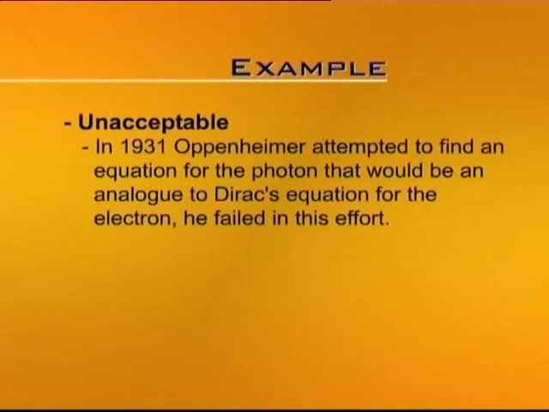In 1931 Oppenheimer attempted to find an equation for the photon that would be an analog to Dirac's equation for the electron. This in itself is an independent clause, and then the second independent clause is he failed in this effort. अब सिर्फ इनमें कॉमा के साथ इनको हमने सेपरेट किया हुआ है. This is incorrect. This is a comma splice.